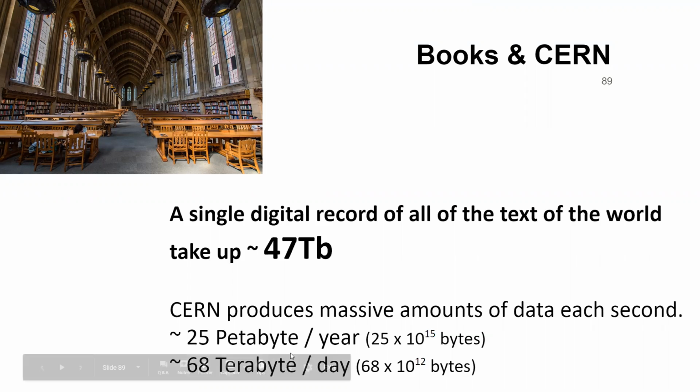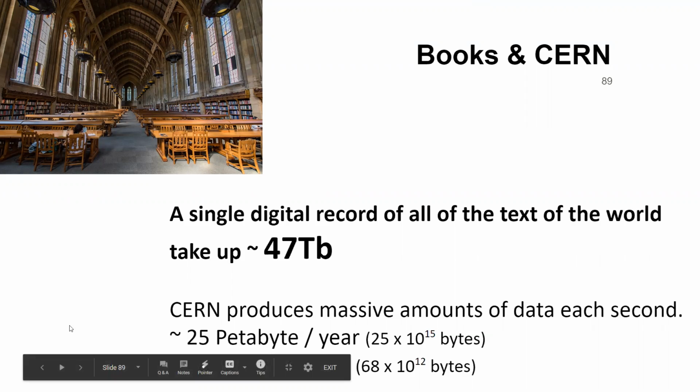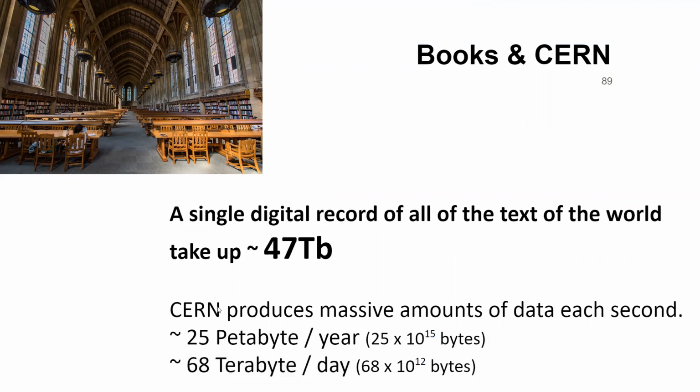CERN produces about 68 terabytes a day. So these collisions that happen, think about how much data that is. That's the data that's stored. But if you do that for 365 days a year, you're talking about petabytes. Right now, currently, we don't have a way of thinking about how much that is. It's 1,000 terabytes. That's a lot.